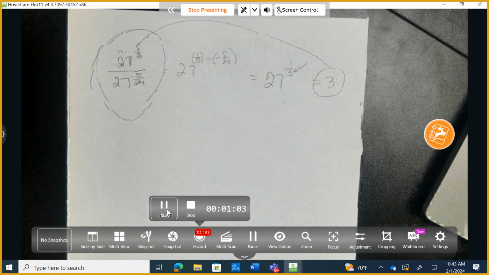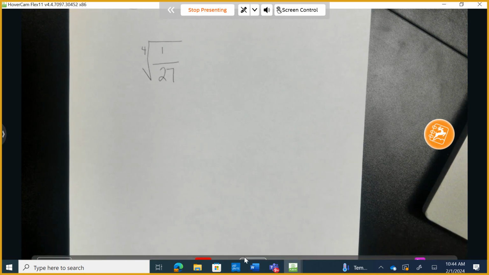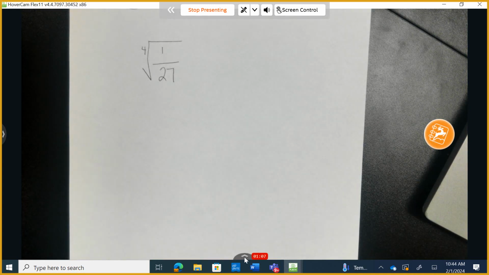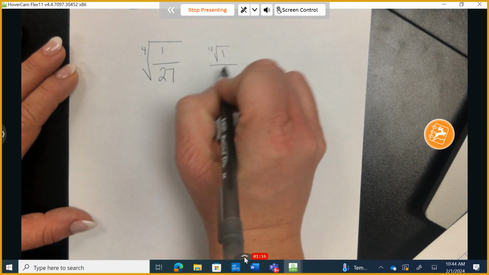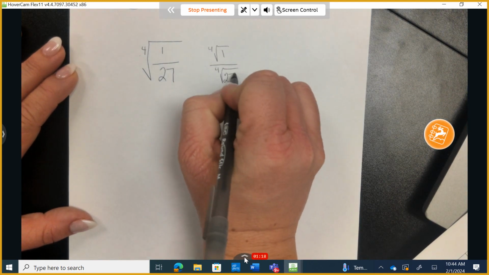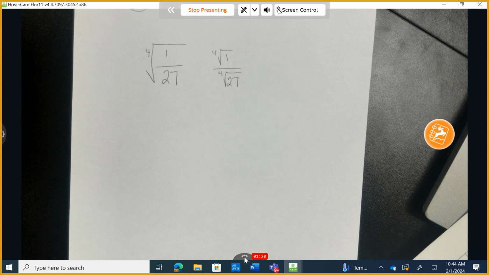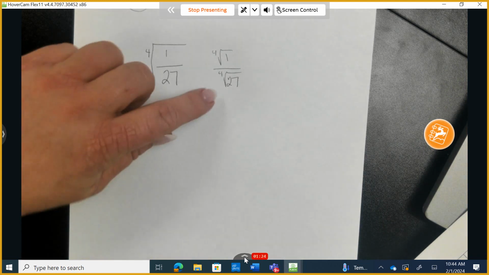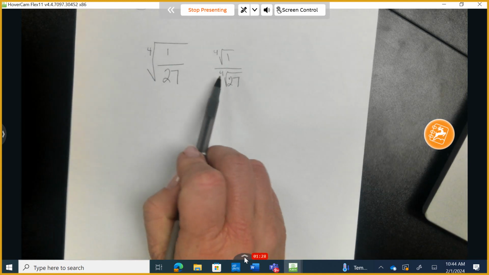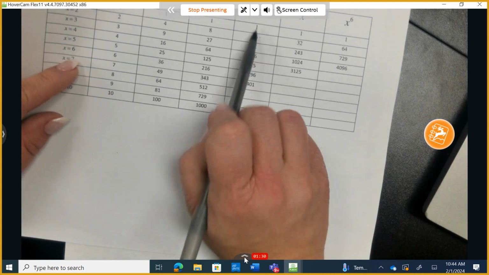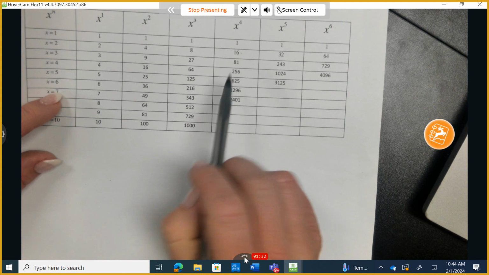Our second example here for today, before we lead into the review video, is I'm supposed to reduce this radical expression. So I'm going to take this fourth root and I'm going to share it with the numerator and I'm going to share it with the denominator. And I know that although mathematically I've done nothing wrong, I can't leave a final example with a radical on the bottom. So I go into the fourth column and I try to locate 27, but 27 is not here.